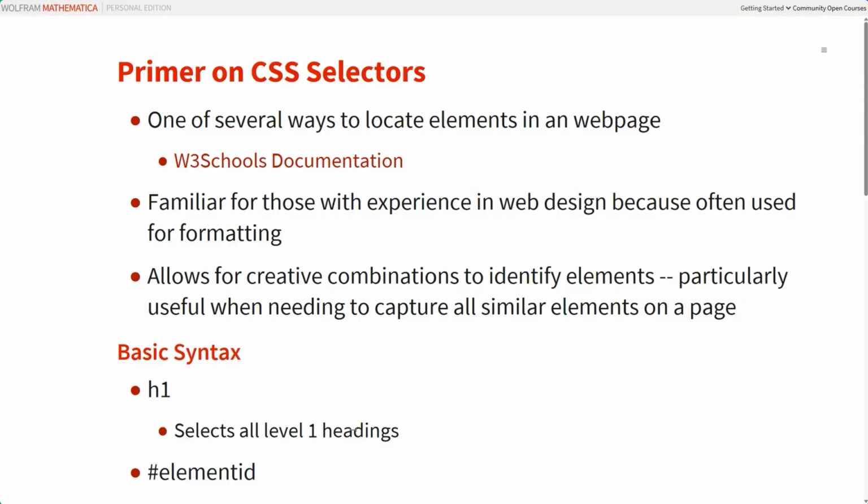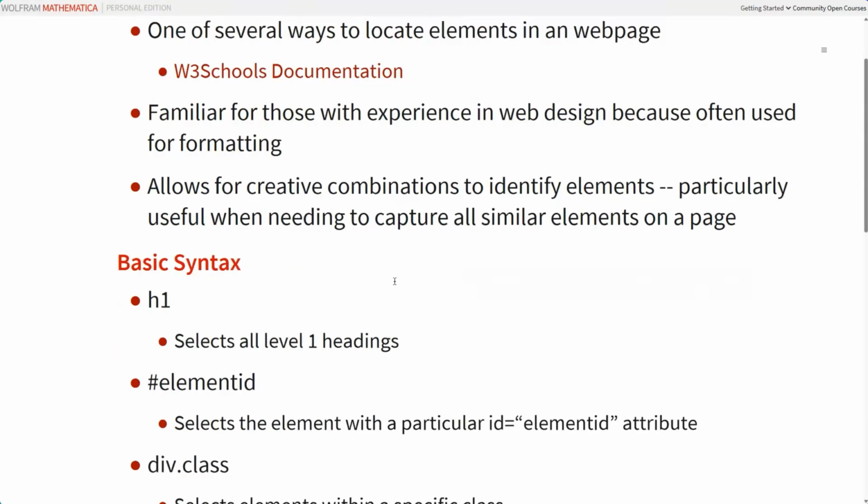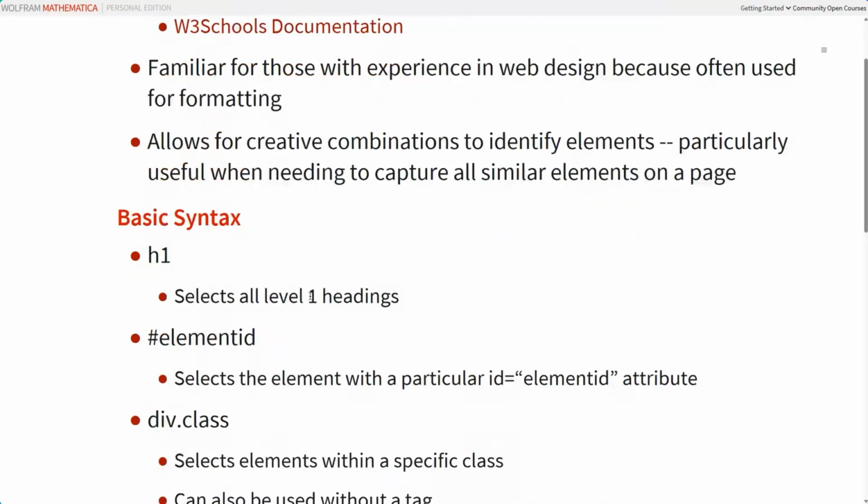CSS selectors are a way of identifying different elements on a website. I've included a link to the W3 Schools documentation because I think it's the most straightforward way to figure out how to identify specific elements. For people who are more familiar with XML, you can also use XPath, but CSS allows you to have a creative combination to be able to identify groups of elements as well as individual elements.